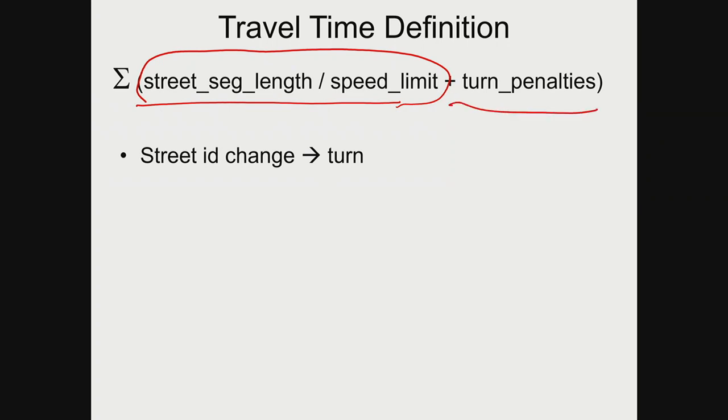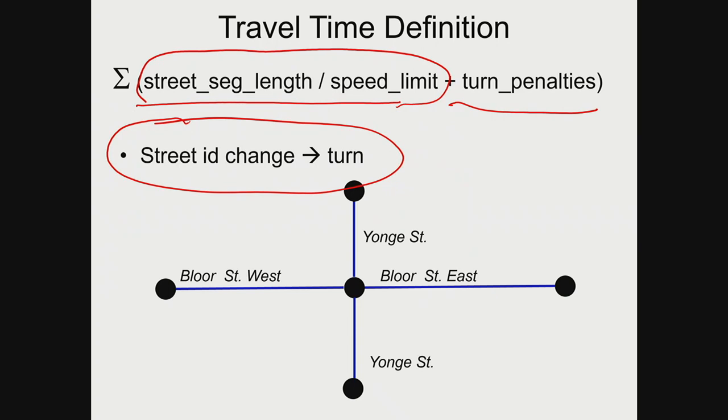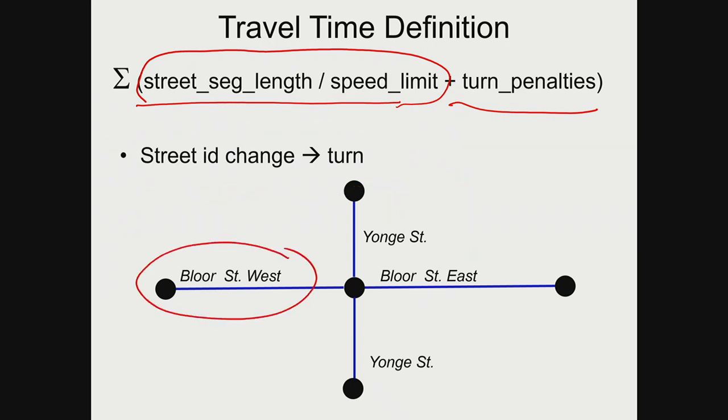And then we've added in this turn penalty. Okay, so the turn penalty, to make it a bit easier to compute, we're not making you do a bunch of coordinate geometry to figure out am I turning left or right. We're just saying if the street ID changes, there's going to be a penalty. Okay, so if this is a little piece of my graph, I'm on Bloor Street West, that has a certain street ID. I've got Bloor Street East, that has a different street ID.